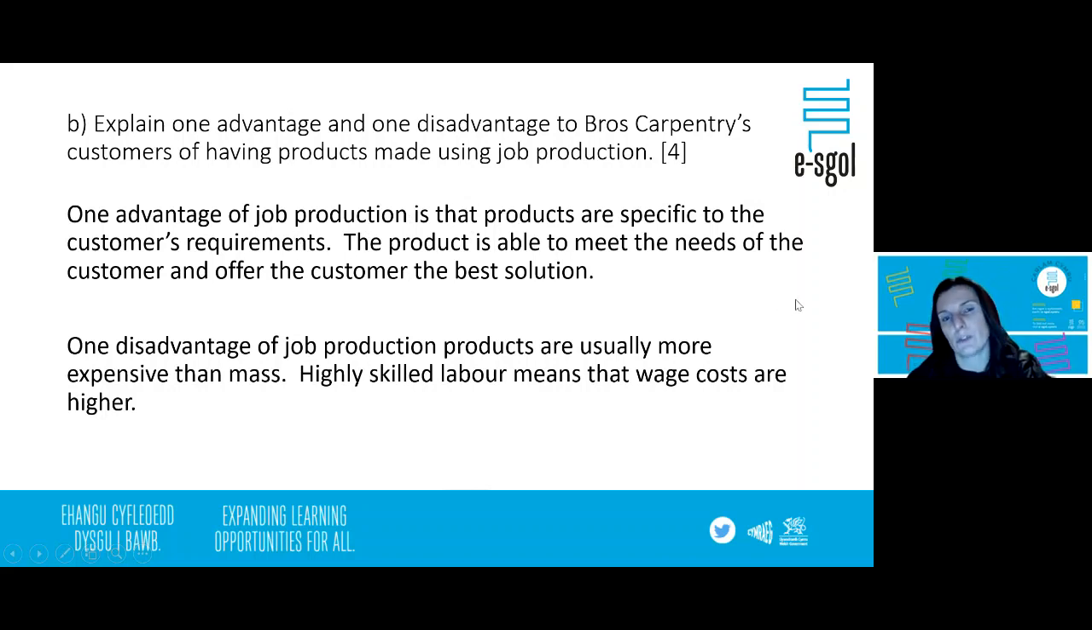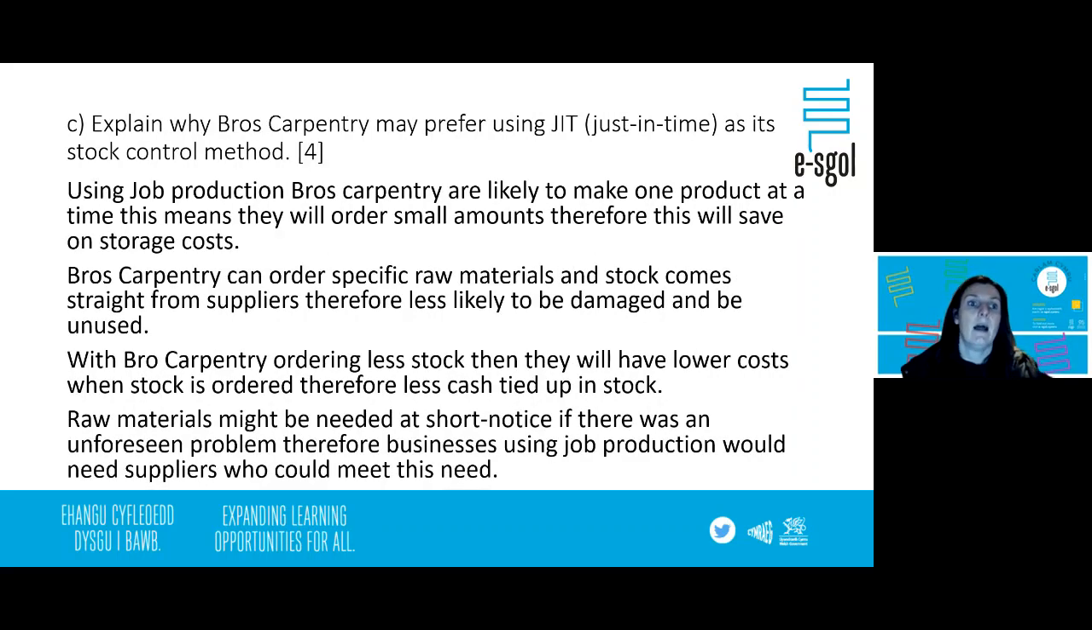So job production, as you hopefully know, is that somebody makes something specific for whatever the customer's wanting. So whether it's a specific size shed, whether it's a specific kitchen, whatever it might be, it's not going to come flat packed, basically.